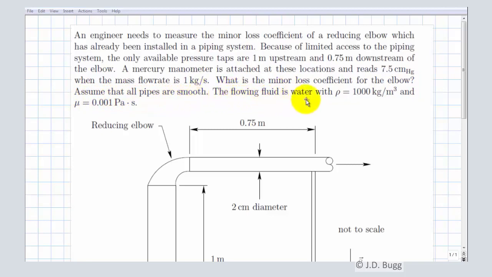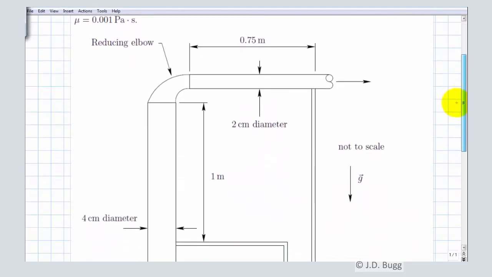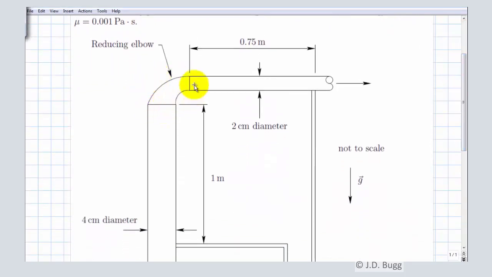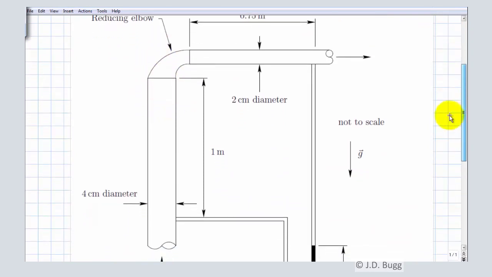The flowing liquid is water with a density of 1,000 kilograms per cubic meter and a dynamic viscosity of 0.001 Pascal seconds. So we're also given a sketch of this apparatus. Here's the reducing elbow that we're trying to figure the minor loss coefficient of. The input to that reducing elbow is a vertical section of pipe. We can tell it's vertical because we're given the orientation of g over here. And that vertical section of pipe is 1 meter long and has 4 centimeter diameter.